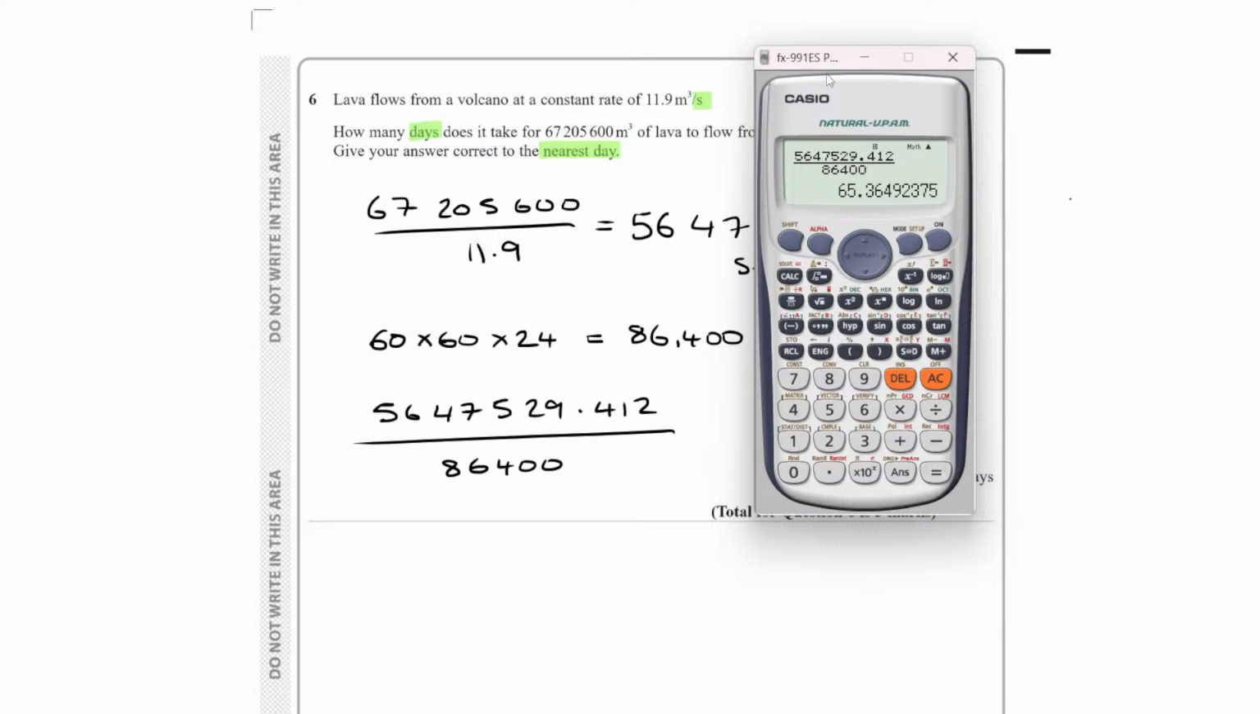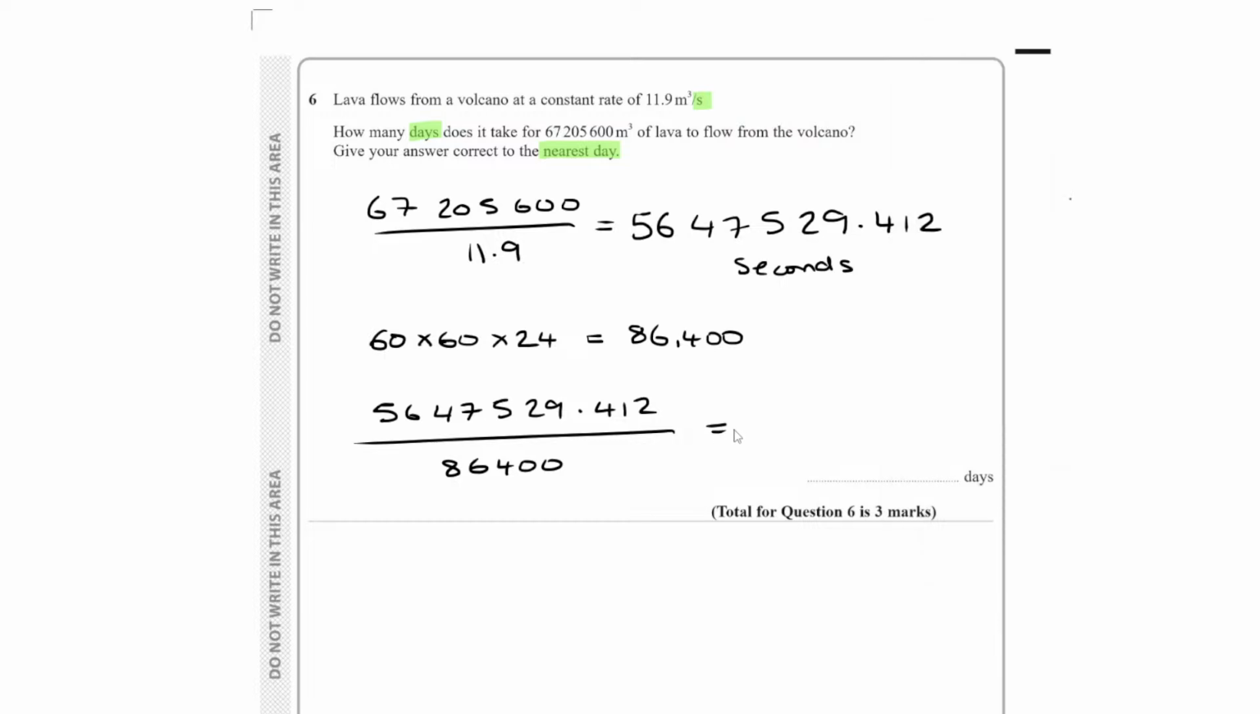Okay, and then I get 65.36. Now the only other thing is that they did say to give our answer correct to the nearest day. At the end of every question I go back once I've done my working out and double check if there's any formatting. So that would be 65 days. It would round down because of the 3. Okay, that's what I would do for that one.